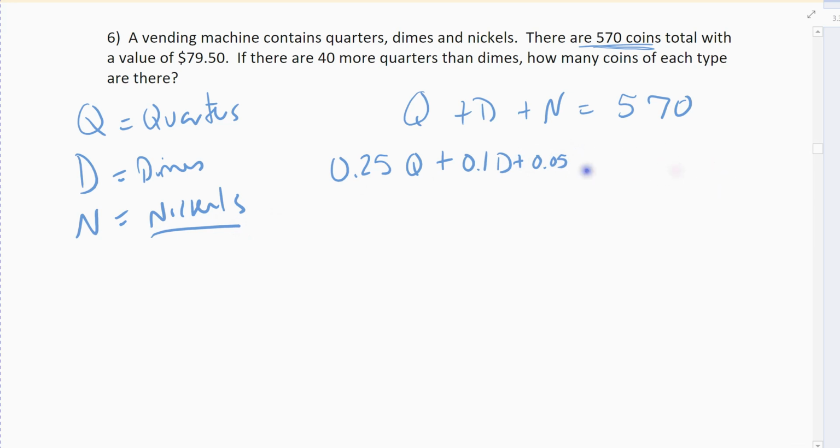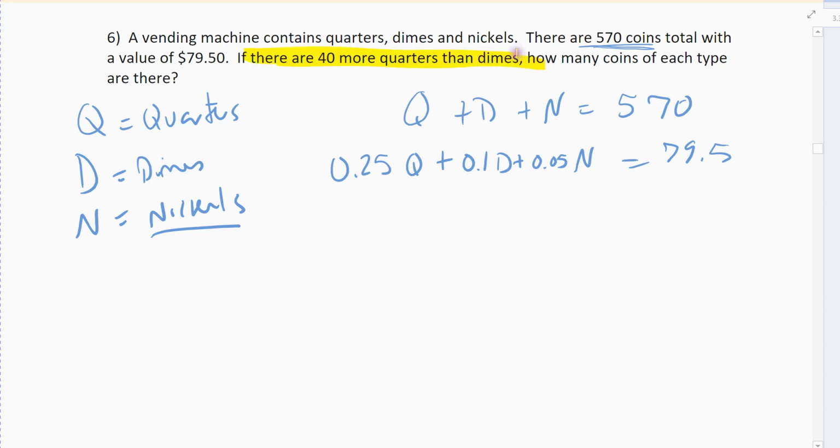So 0.05 times N. It's really easy to do 50 cents instead of 5 cents for nickels. Alright, so there's my quarters, my dimes, my nickels. Each of their values, when I add them all up, should add up to $79.50. The last equation: I have 3 unknowns, so I need 3 equations.